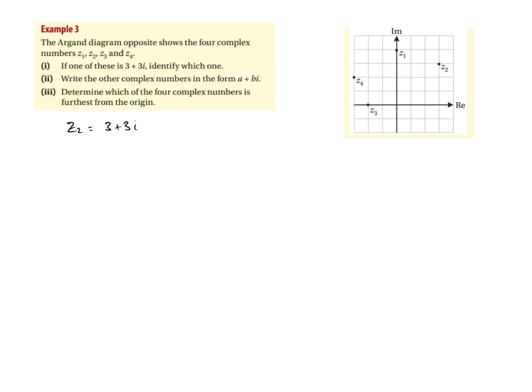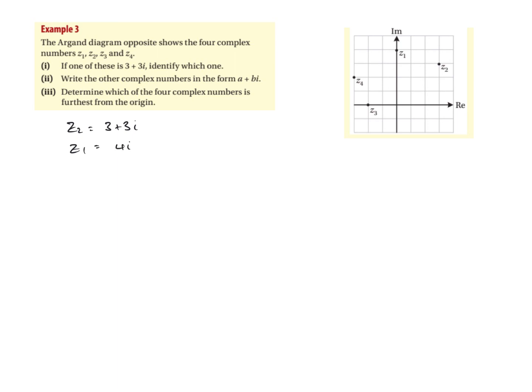It then says write the other complex numbers in the form a plus bi. So z1. Again, shouldn't be too difficult. If you have a look at z1, you can see we've gone 0 in the real direction, and we've gone 1, 2, 3, 4 in the imaginary. So that's just going to be 4i.